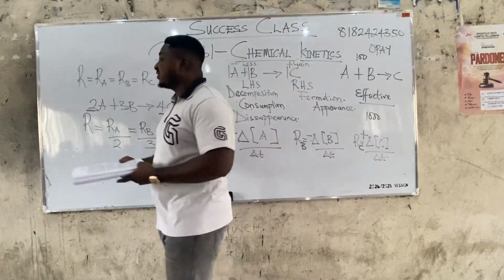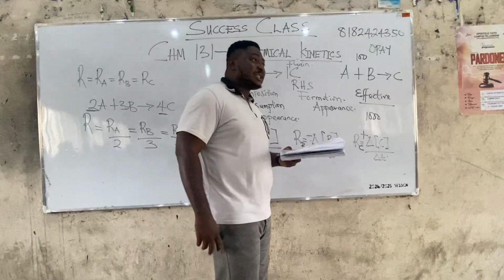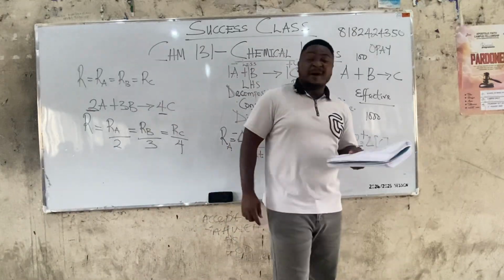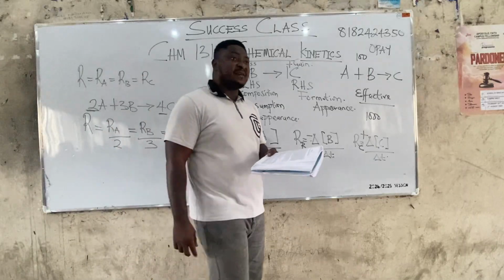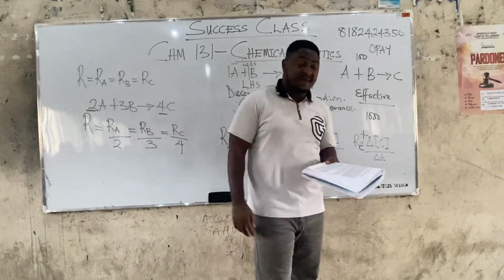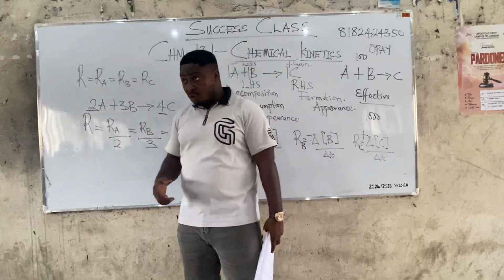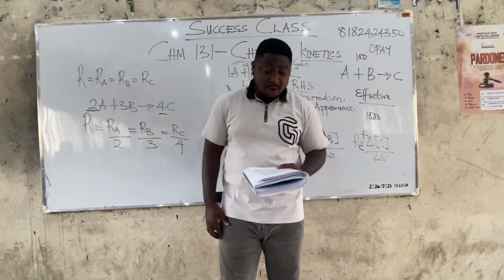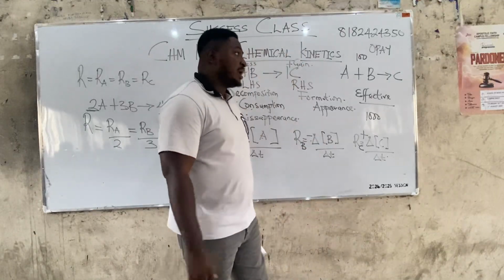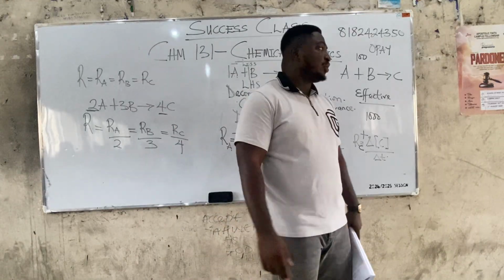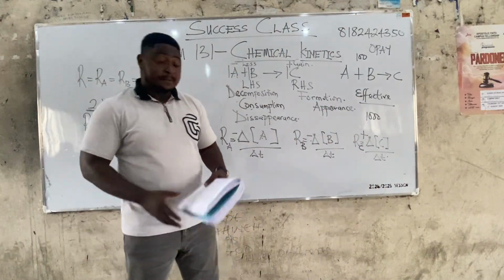When the concentration of the species is increased, there will be an increase in the number of particles per unit area, which will result in more collisions among the reactant particles.